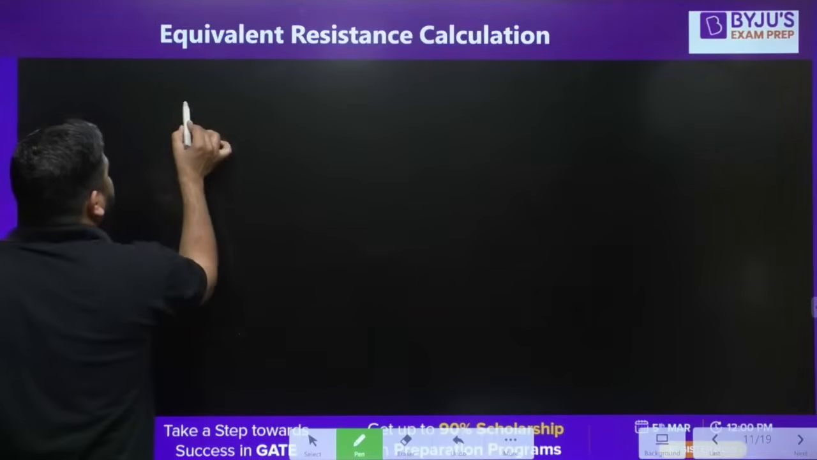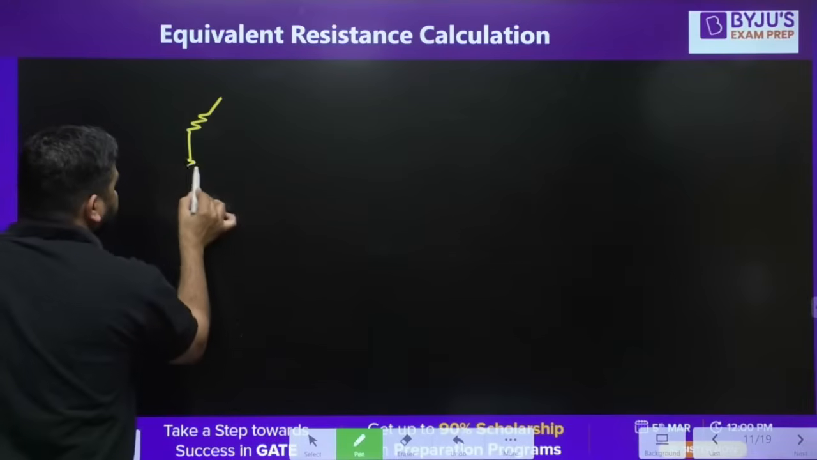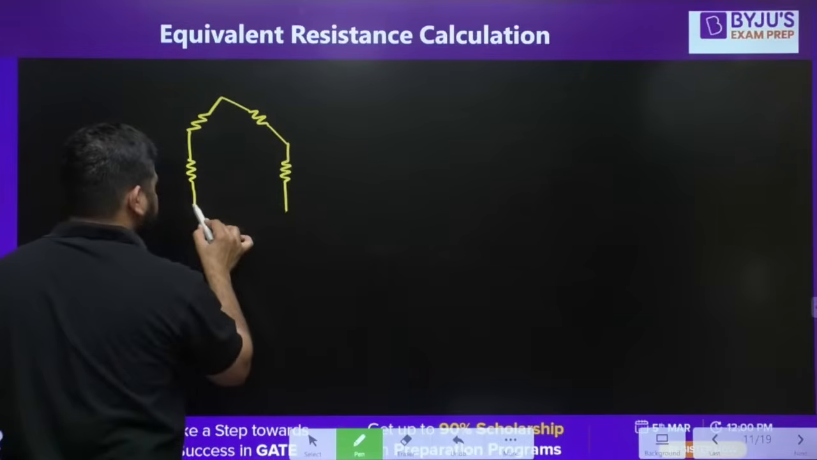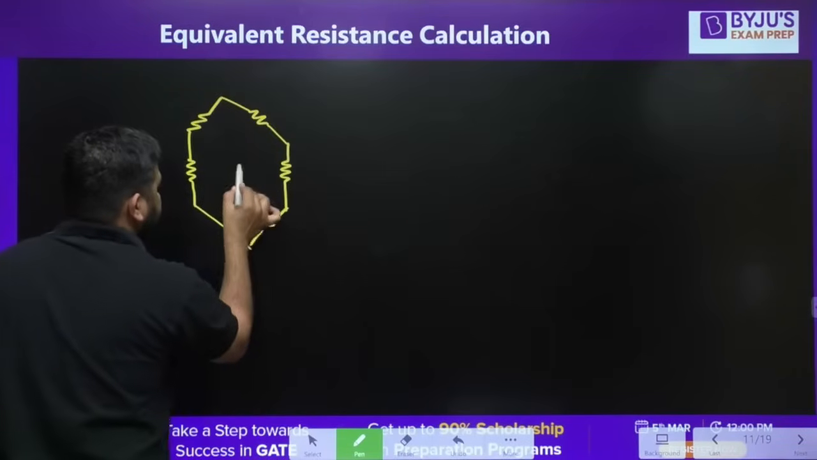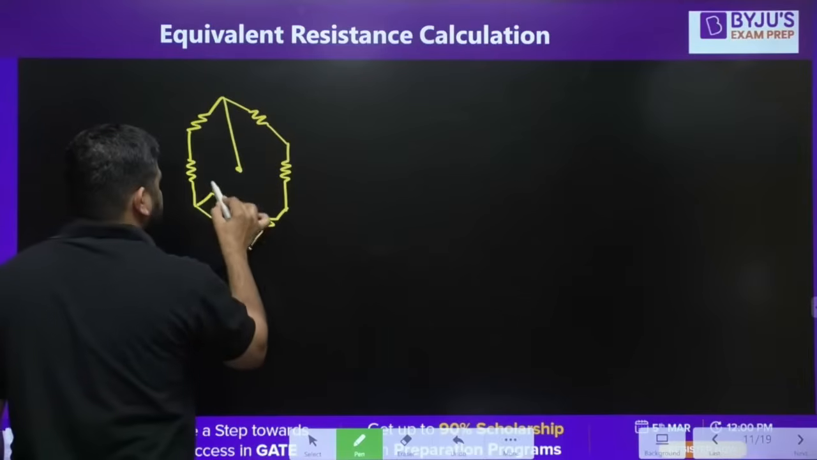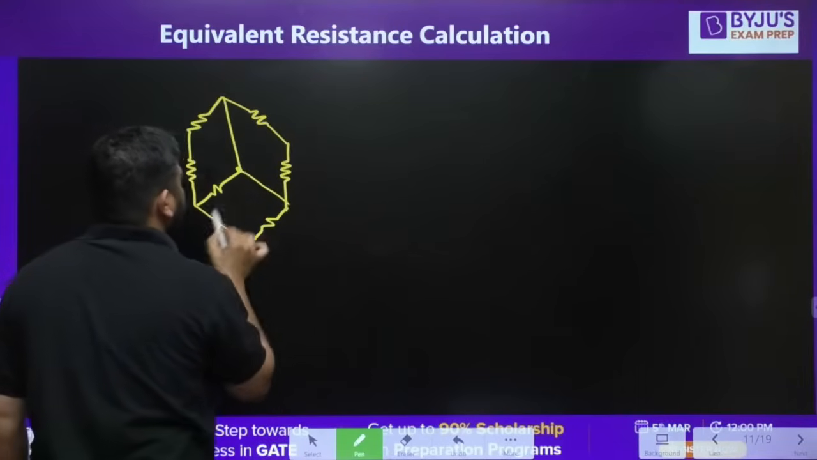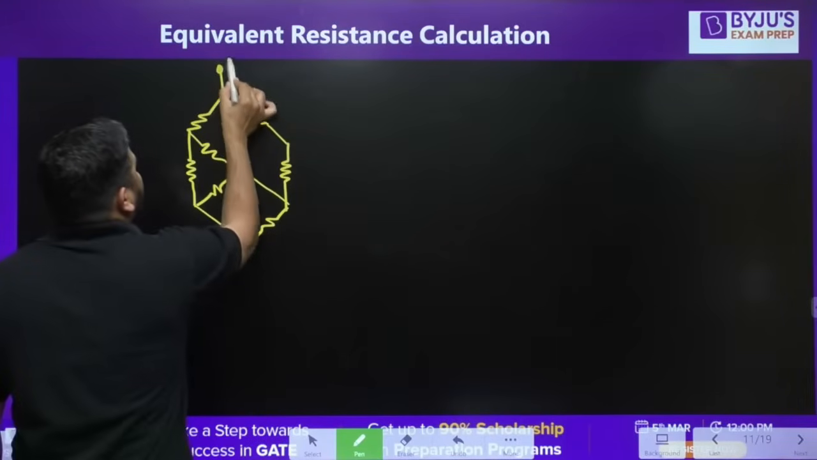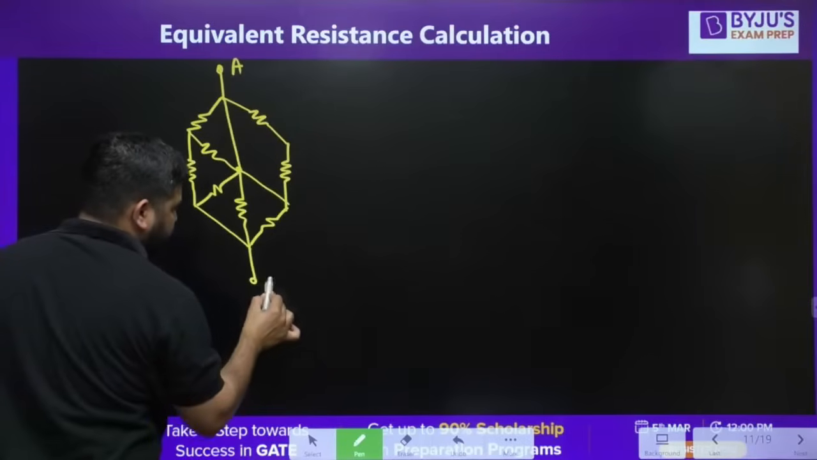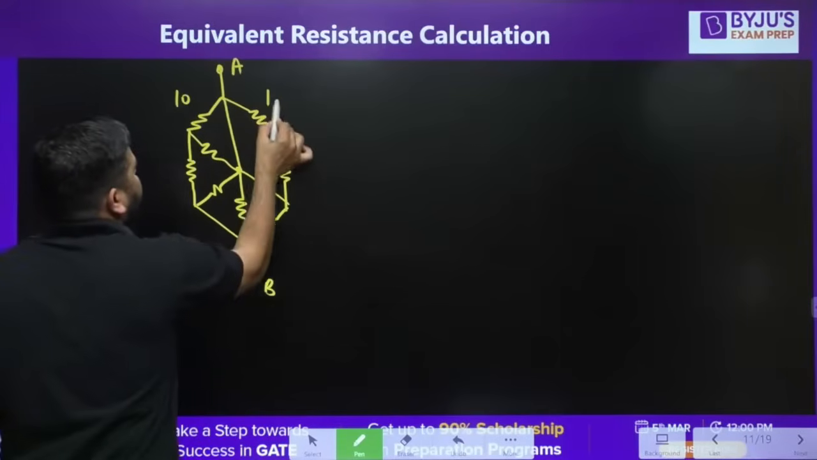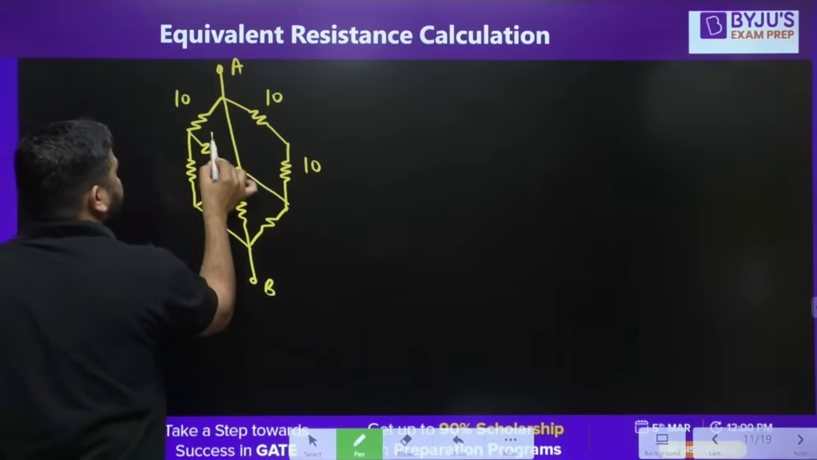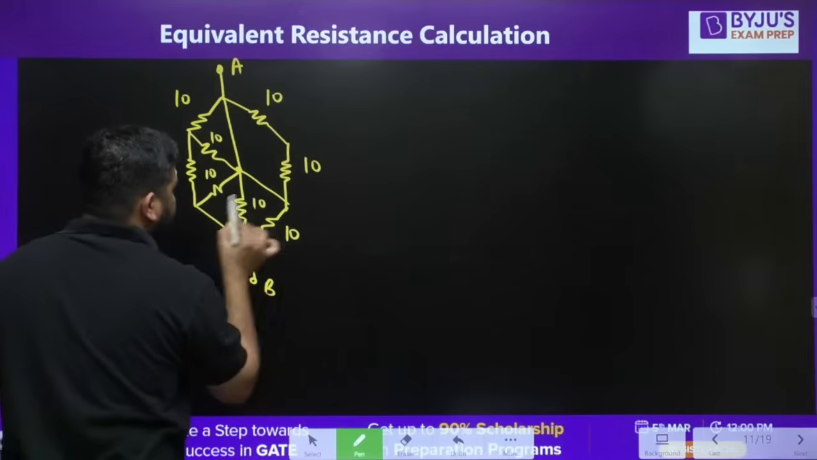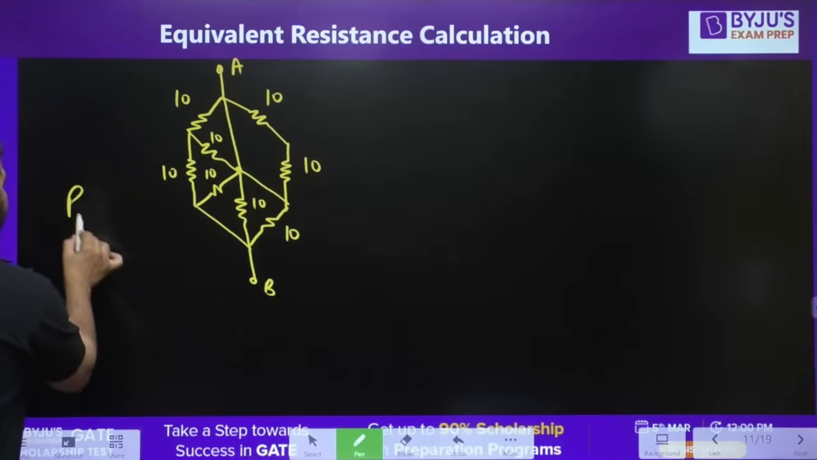Let's say I have a circuit like this. Let's call this point as A and this point as B. And every resistance is of 10 ohm. We need to calculate RAB.